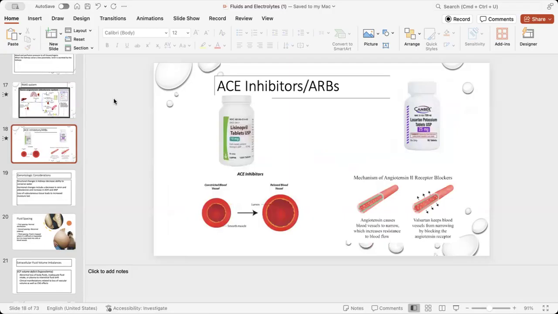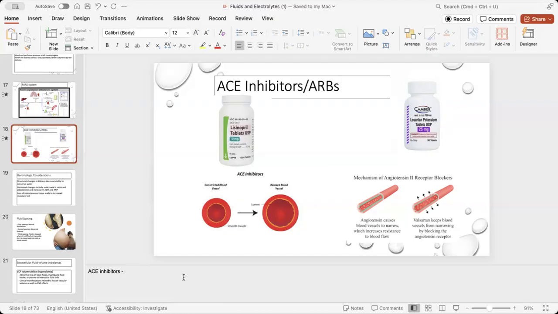All right, let's look at how this can play into practice when we think about some medications that we commonly give. We have ACE inhibitors, so let's start there. We talked about ACE, angiotensin converting enzyme. What was the role of that? It converts angiotensin 1 to angiotensin 2, and 2 is the active form.